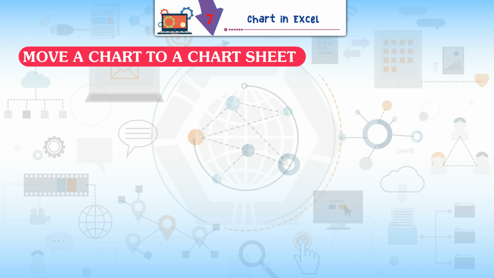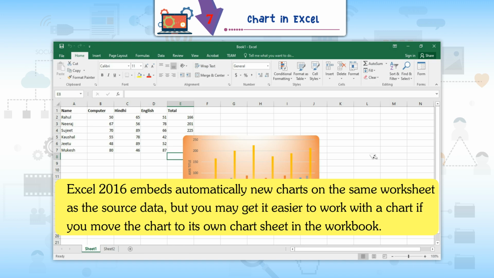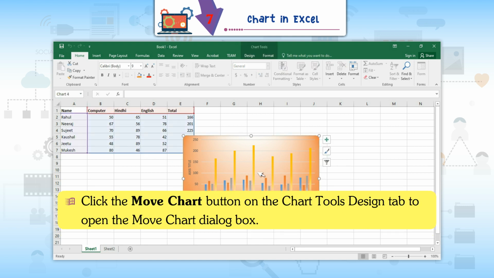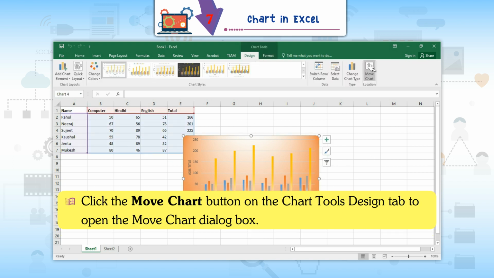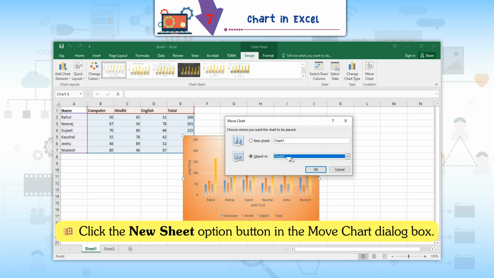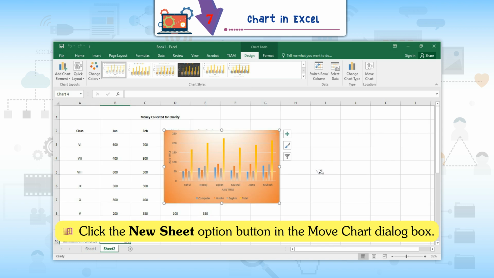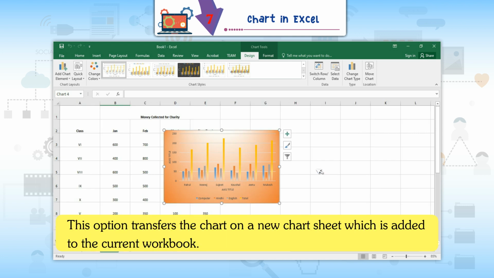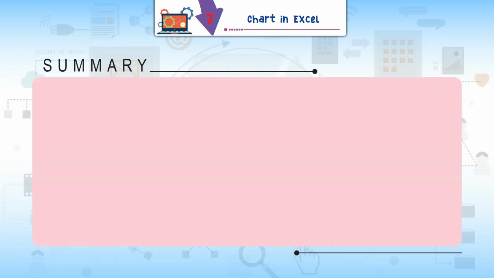Move a chart to a chart sheet. Excel 2016 automatically embeds new charts on the same worksheet as the source data, but you may find it easier to work with the chart if you move the chart to its own chart sheet in the workbook. Click the Move Chart button on the Chart Tools Design tab to open the Move Chart dialog box. Click the New Sheet option button in the Move Chart dialog box. This option transfers the chart to a new chart sheet which is added to the current workbook.